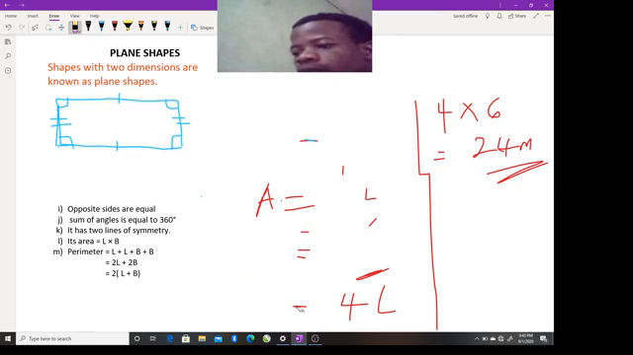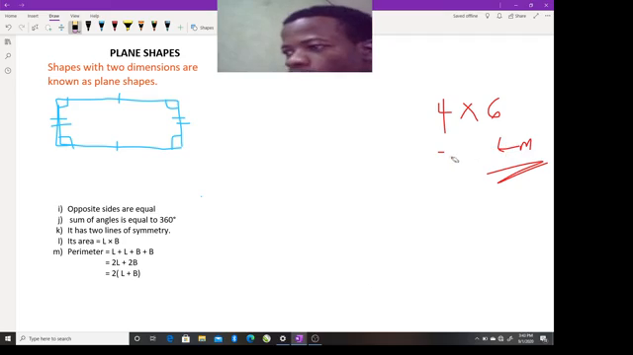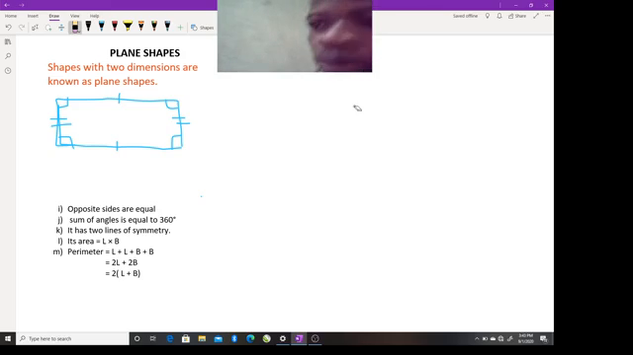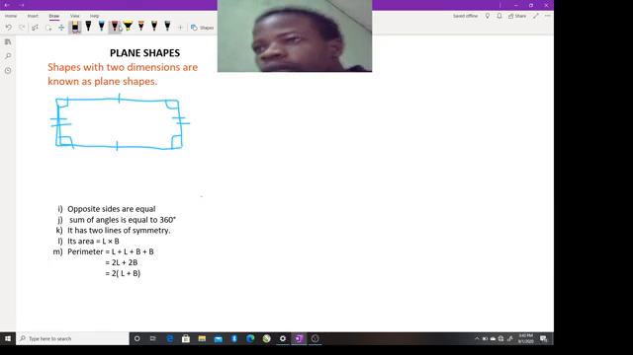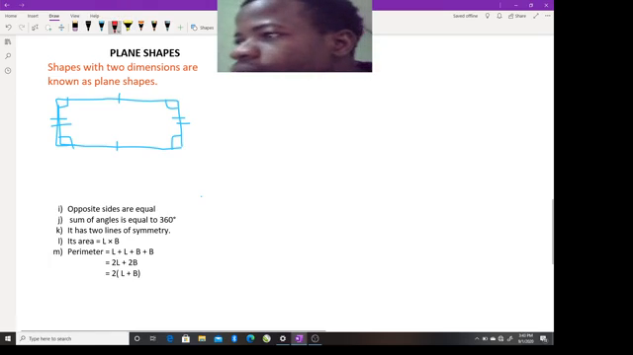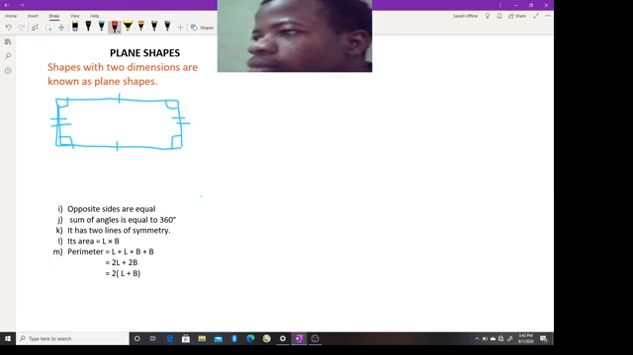Don't forget, I did not mention that perimeter means addition of all visible sides. Addition of all visible sides. I think I'll be faster after this with the other shapes. Just be noting, I'll be saying them so you note them down. The addition of all visible sides is what perimeter actually means. So let's go. We have a rectangle of this form.